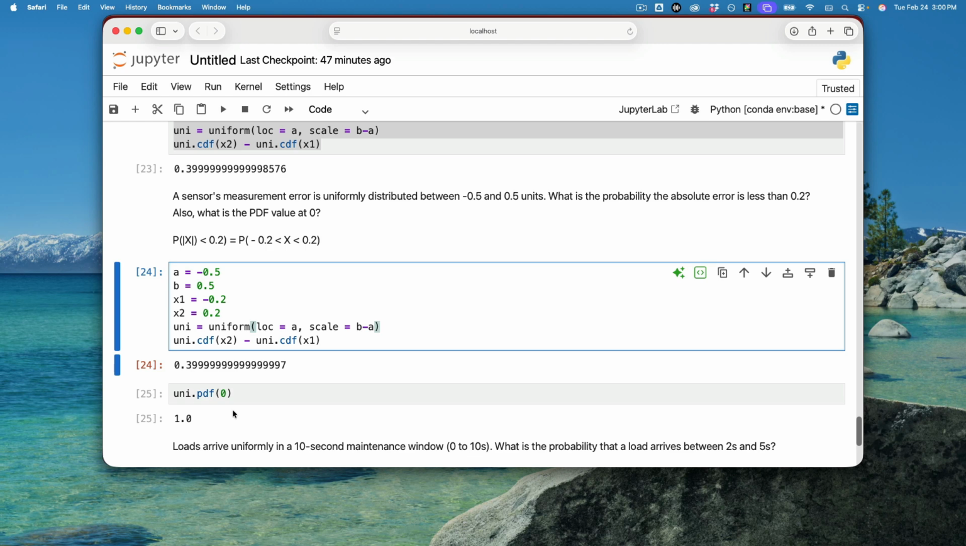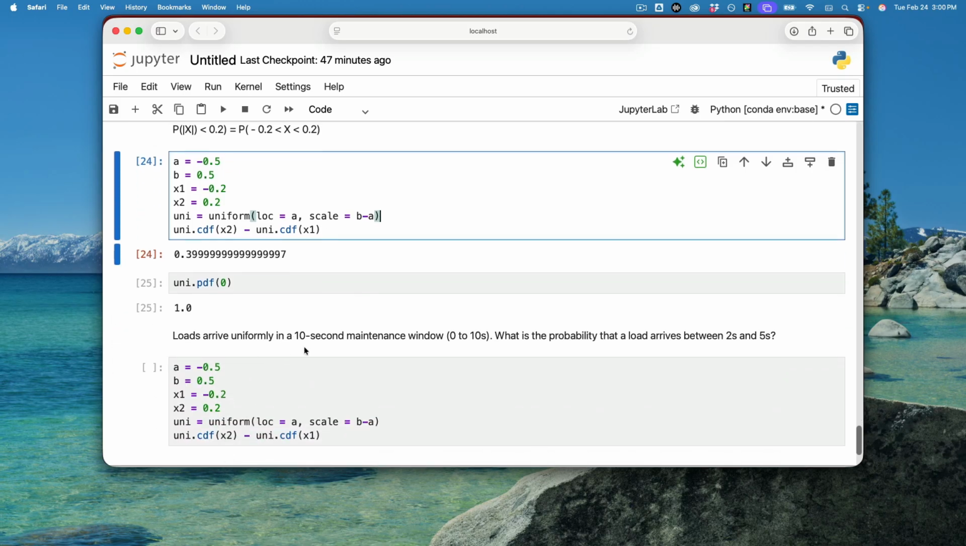So the PDF is non-zero. If I had asked, what is the probability that the error is 0? It's 0. There's no probability at a single point. But what's the density at one point? It's non-zero.